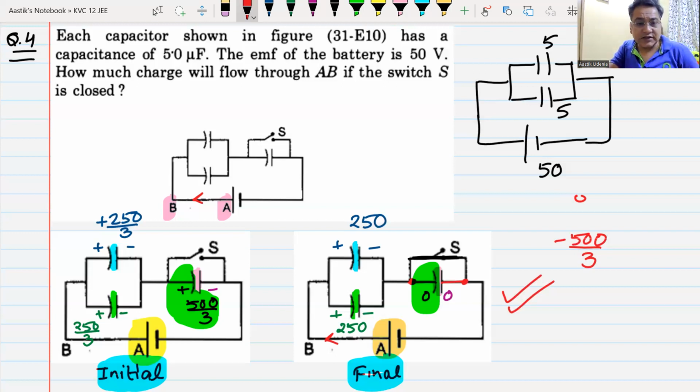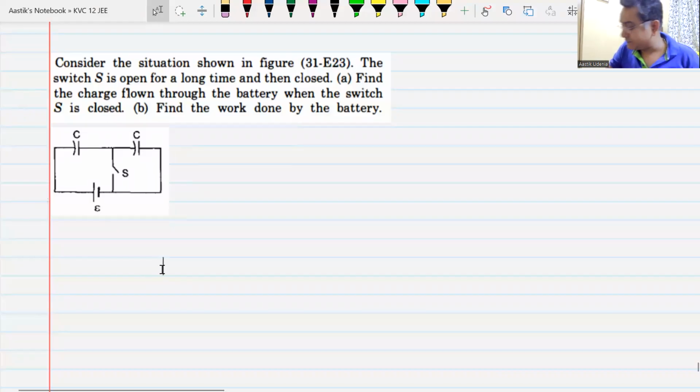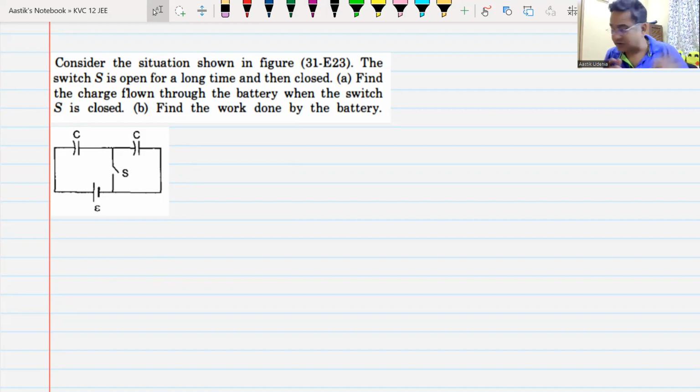This is the question. Again, it is taken from your favorite book, and I hope you can see this question. Yes or no? Yes, sir. Consider the situation shown in the figure. It's a very simple question.